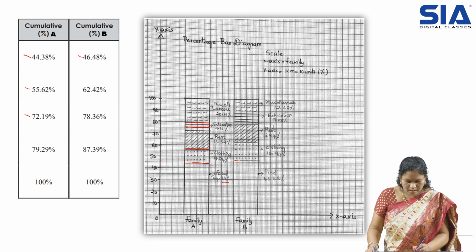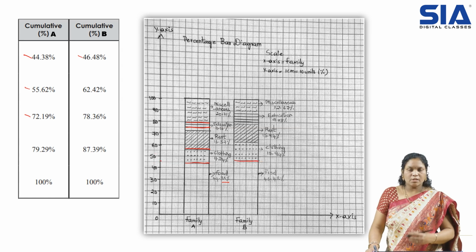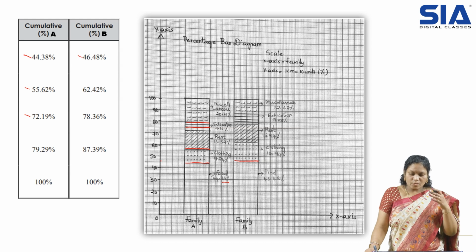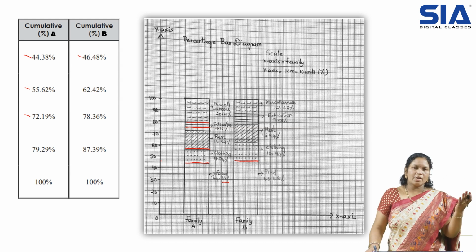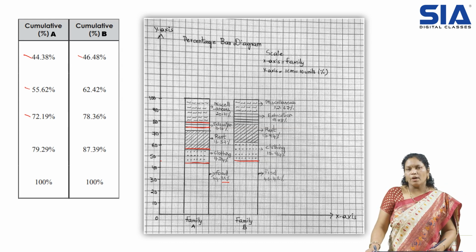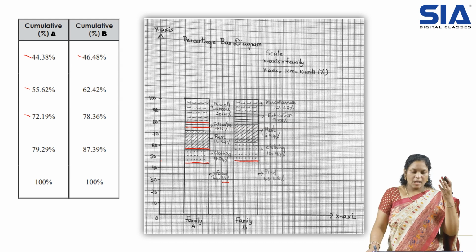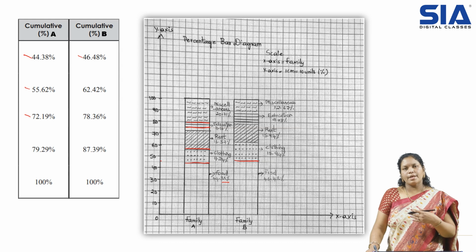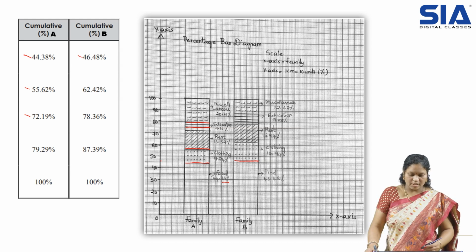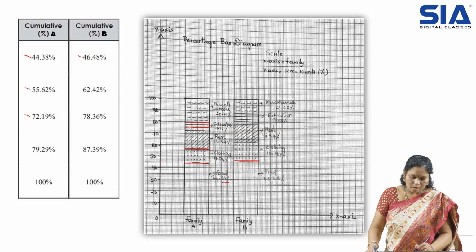So make a line over there, and the first box again, make it an empty one. Whatever shading you have done for the first family A bar, the same shading you have to do for family B also. It should be similar, because the same amount family A is spending for food, family B is also spending for food. So it should resemble the same.